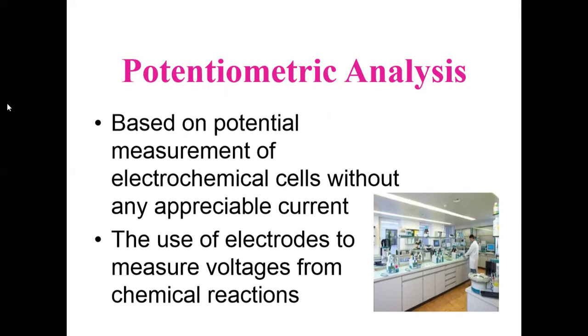Basically, there are four different types of electrodes used. First is a metal-metal ion electrode. Second one is a non-metal ion electrode. Third one is a metal sparingly soluble salt electrode. And fourth one is a redox electrode.